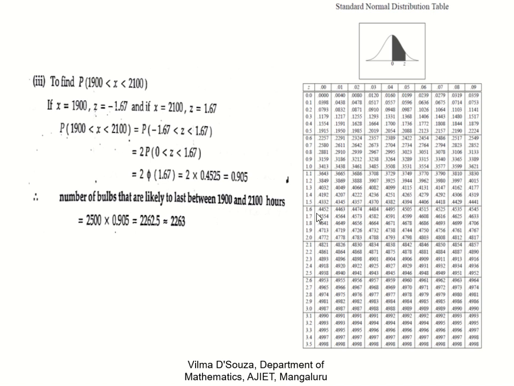Refer to the table. 1.6, then 0.7, 0.4525. So phi of 1.67 is 0.4525. 2 into 0.4525, that is 0.905.